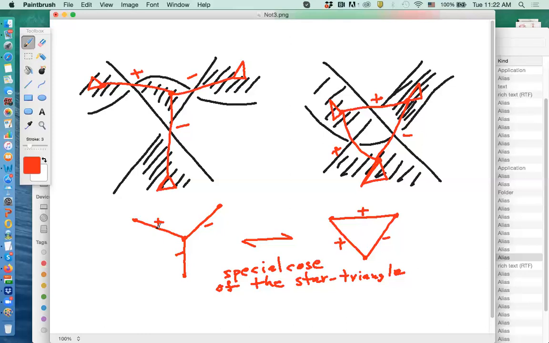Thank you. Yeah. The special case of the star-triangle relation in electricity. I didn't think to memorize that. Let me see. I'm sure I have it jotted down in something nearby. Just a second. There it is.